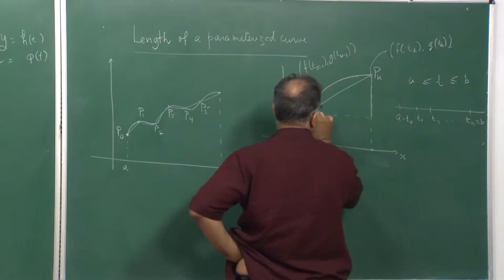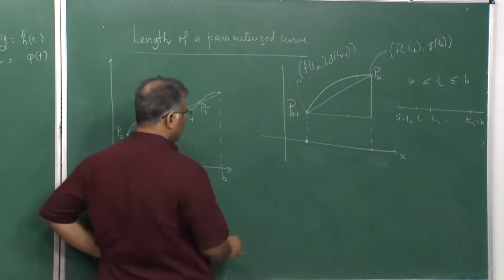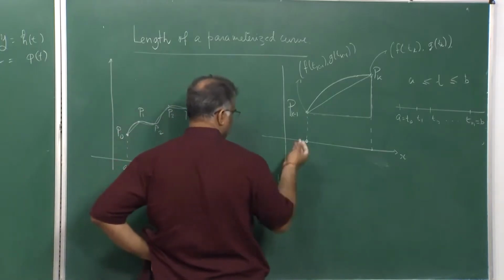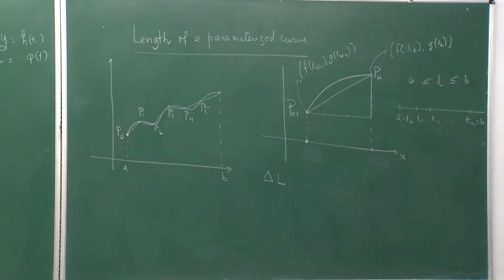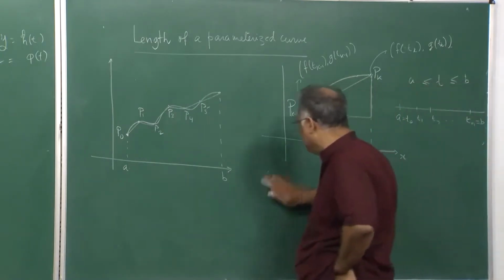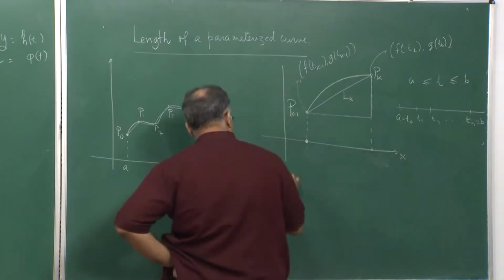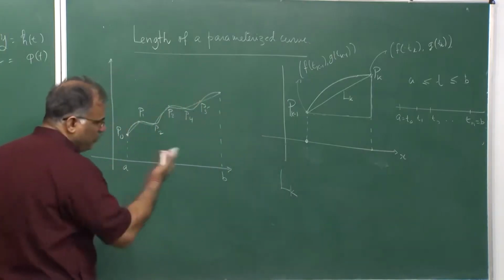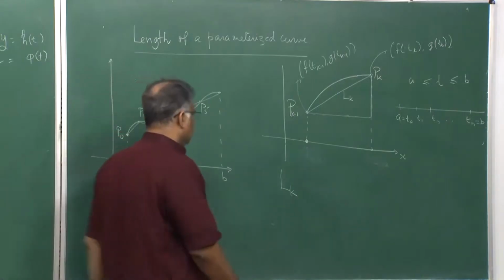Which is nothing but the change in x and the change in y. So, the length of this line, which I call say delta L, or L_k, whatever you want to call it, does not matter at all. People have notations, I am not so much worried about notations. So L_k is the kth piece: first piece, second piece, third piece, fourth piece, and so on.